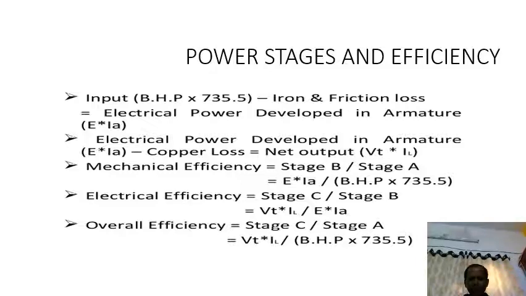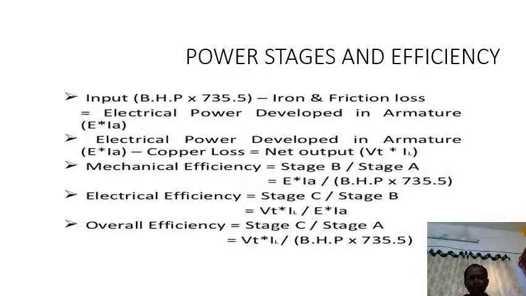So what is mechanical efficiency? Mechanical efficiency is defined as the electrical power developed in the armature to the mechanical power. So stage B by stage A, B by A, you can write. To define electrical efficiency, it is defined as stage C, the electrical power output, to the electrical power developed in the armature, stage C by stage B, or C by B, that is VT IL by E into IA.